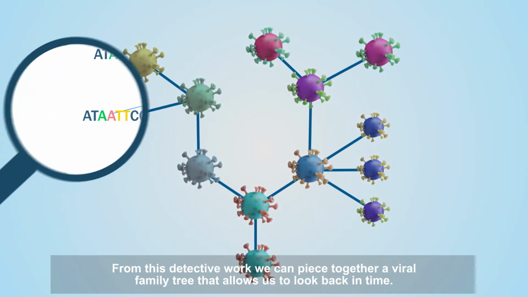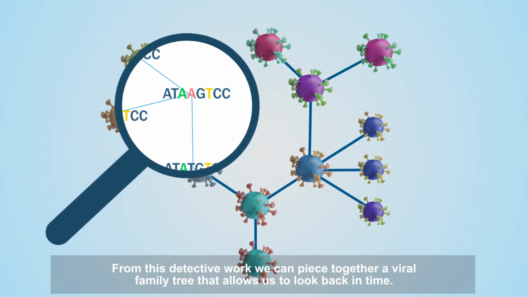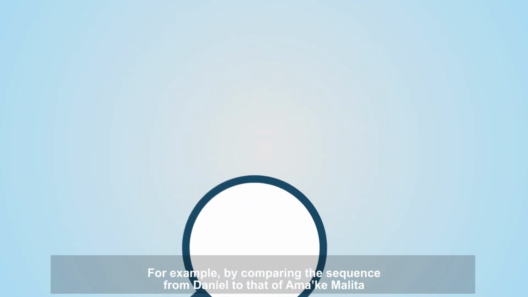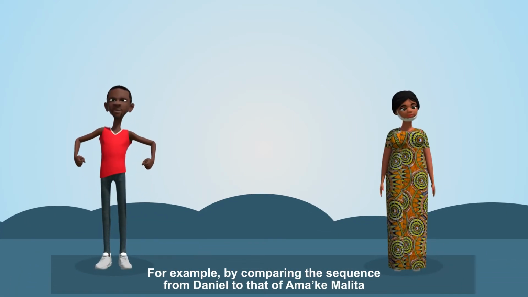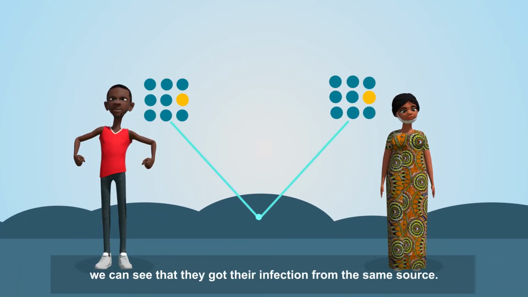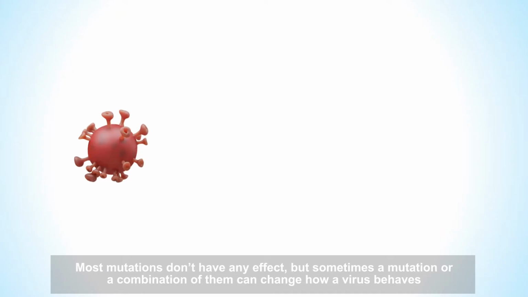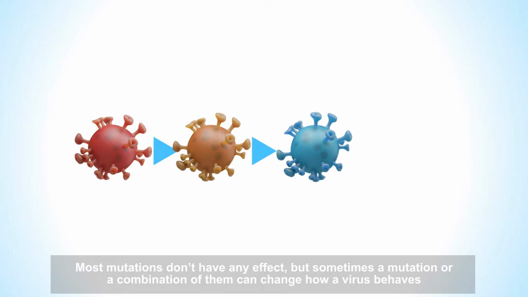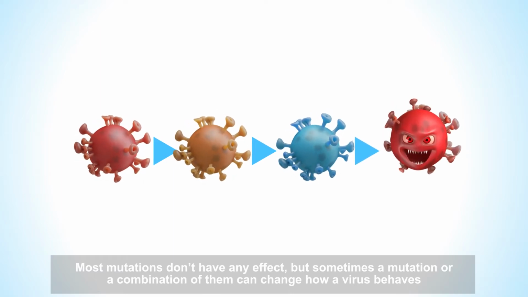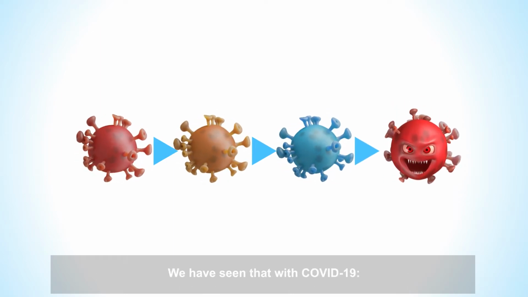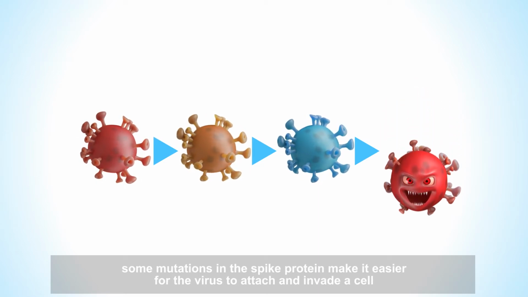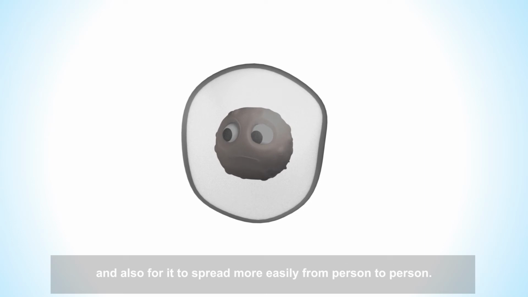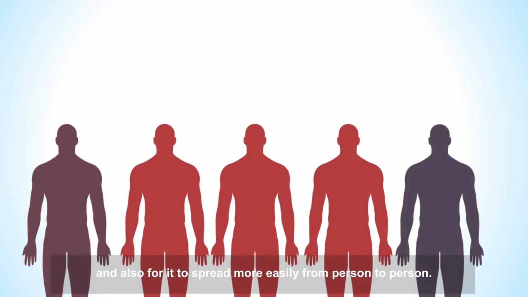From this detective work, we can piece together a viral family tree that allows us to look back in time. For example, by comparing the sequence from Daniel to that of Amaka Malita, we can see that they got the infection from the same source. Most mutations don't have any effect, but sometimes a mutation or a combination of them can change how a virus behaves. We have seen that with COVID-19, some mutations in the spike protein make it easier for the virus to attach and invade a cell, and also for it to spread more easily from person to person.